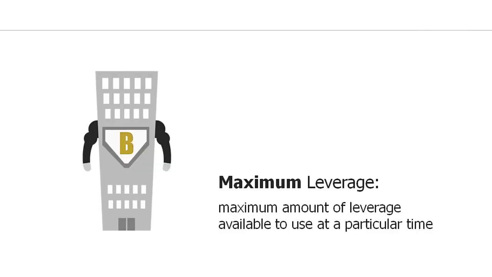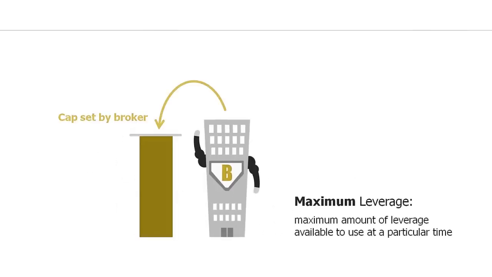The amount of leverage that is available to a trader is called the maximum leverage, and this cap is set by the broker. Some brokers offer 500 to 1 leverage, but many offer 100 to 1.